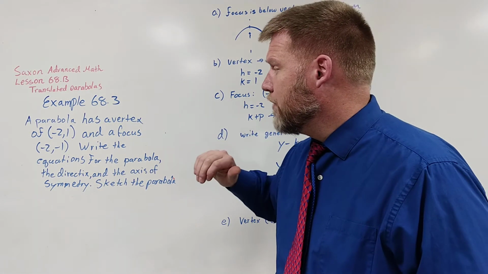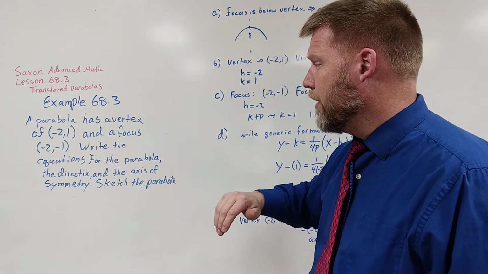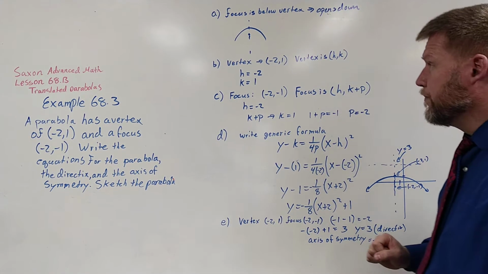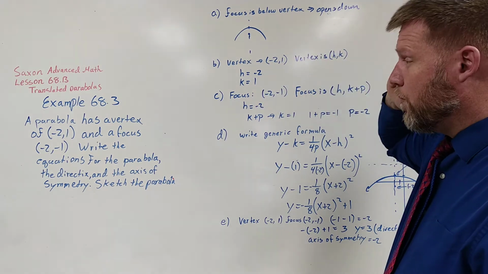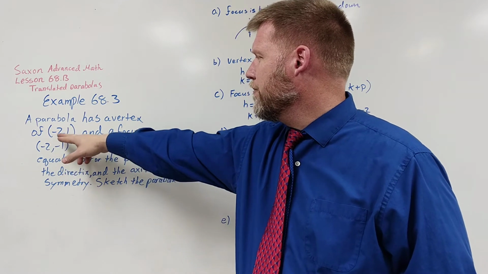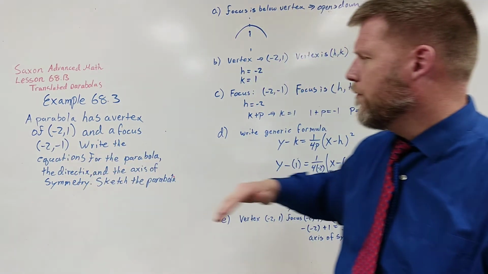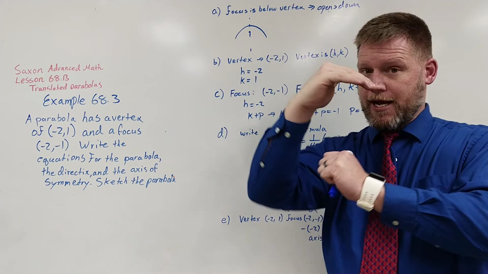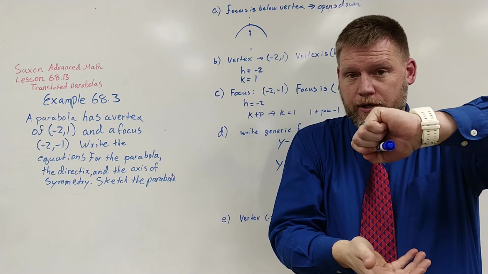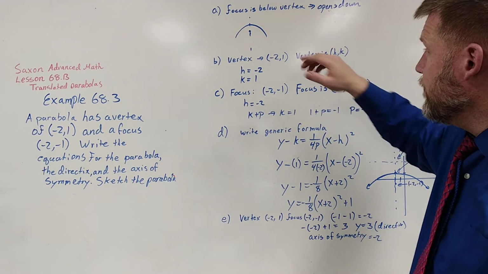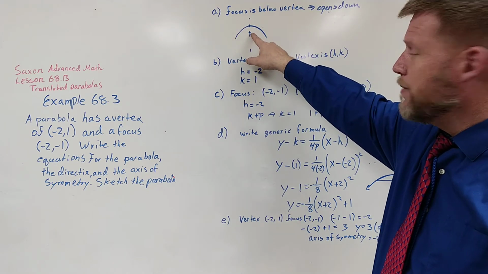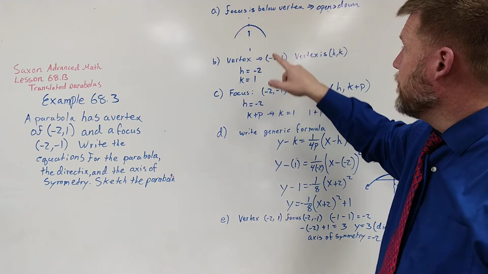A parabola has a vertex of -2, 1 and a focus of -2, -1. Write the equations for the parabola, the directrix, the axis of symmetry, and sketch it. First thing we need to do is find out where the focus is. They told me the focus is -2, -1, and the vertex is at -2, +1. If the vertex is over the focus, it has to open downward. Otherwise, if the vertex is below the focus, it's going to open upward. Because the focus is below it, I know it's going to go through the axis of symmetry, be centered around it, and open downward.